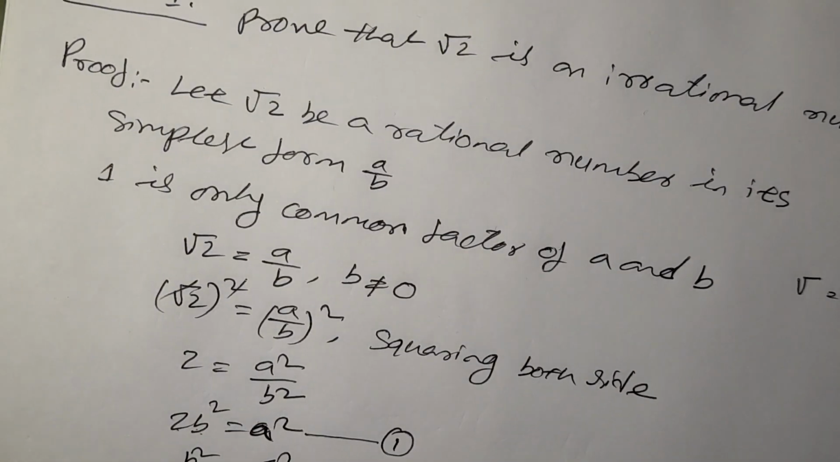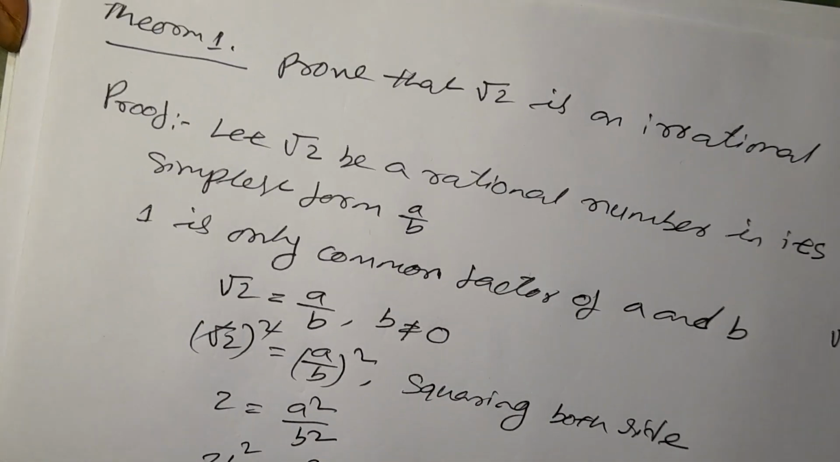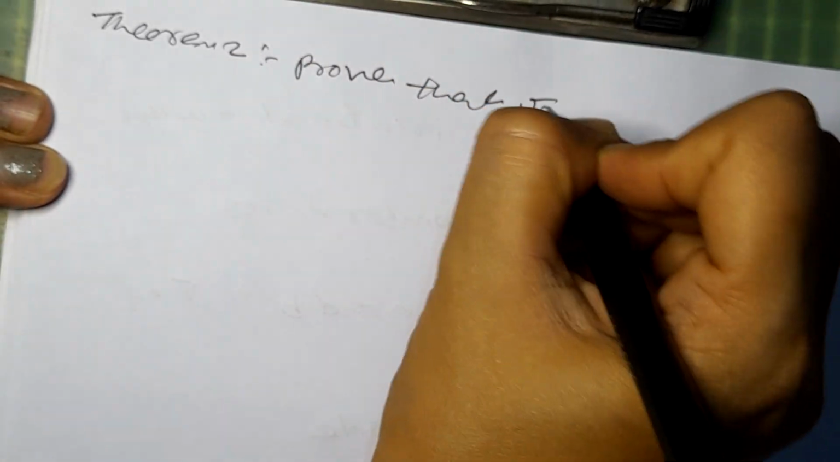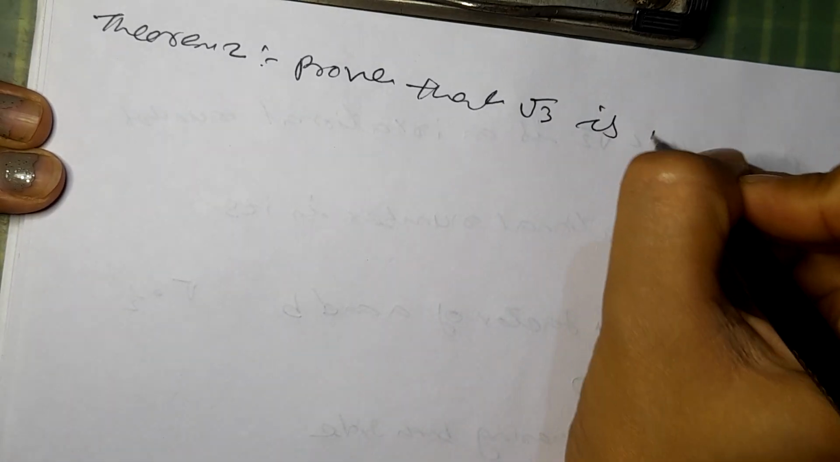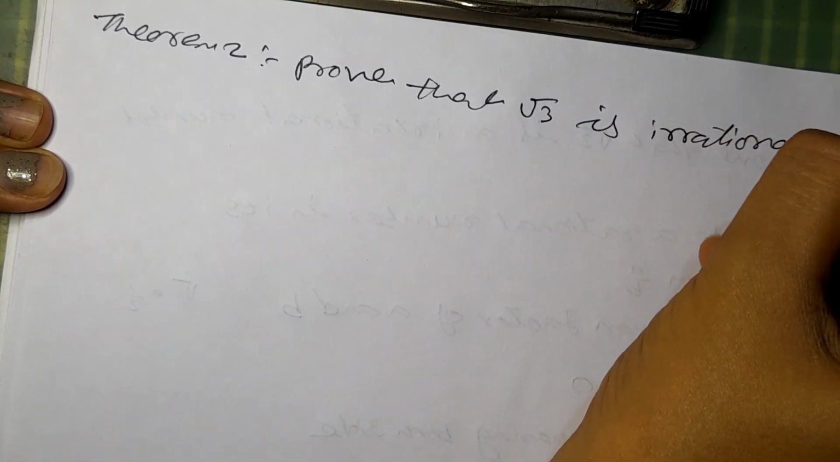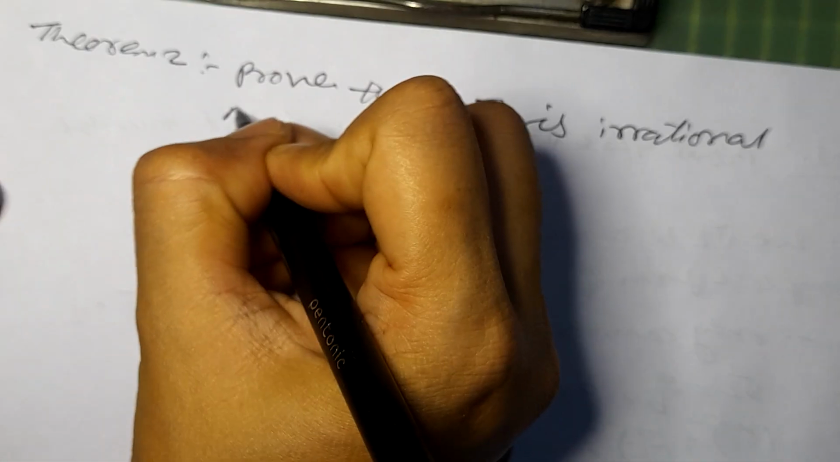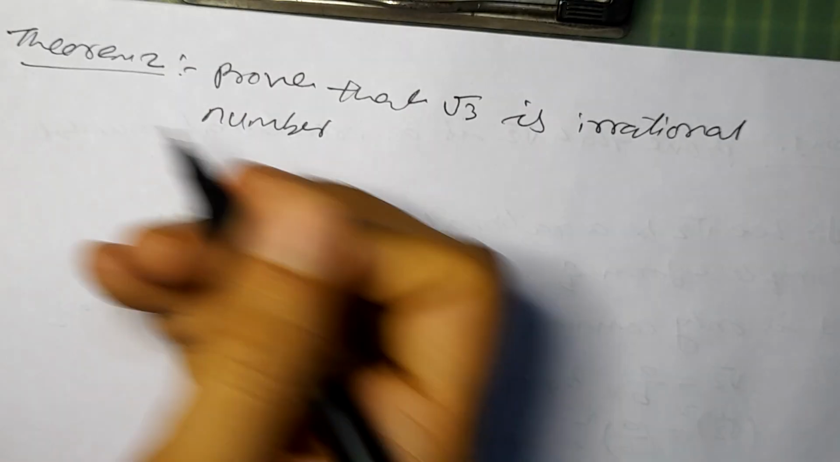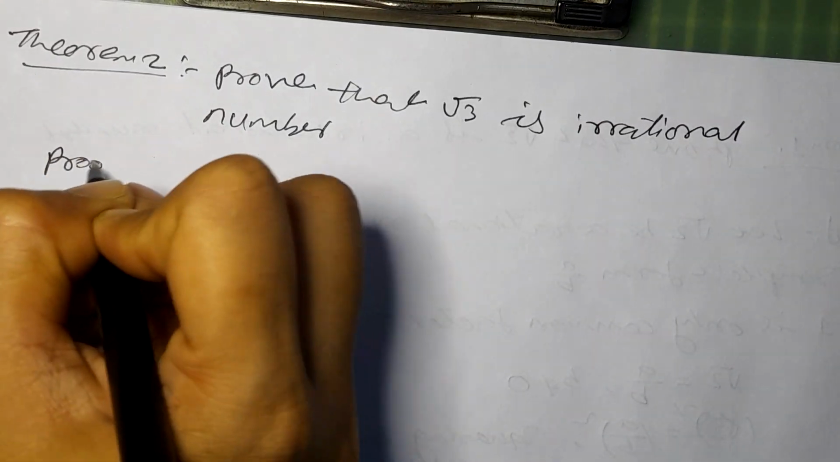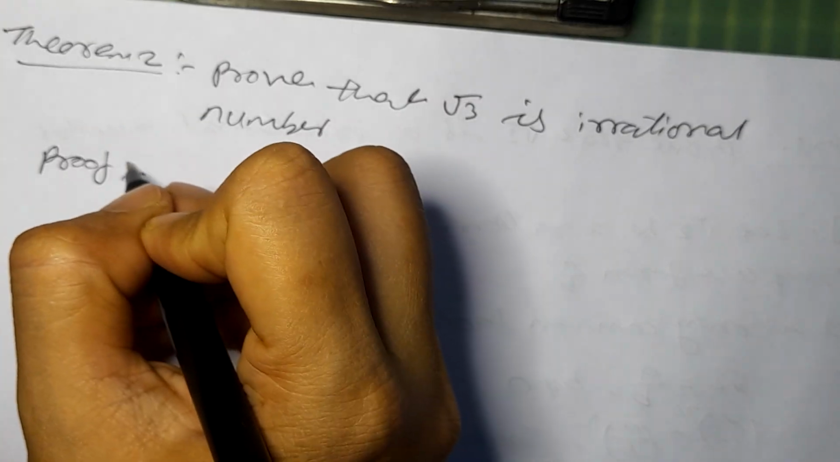Root 3 is also similar. Now it will be theorem 2. Theorem 2: prove that root 3 is an irrational number. Everything will remain the same.